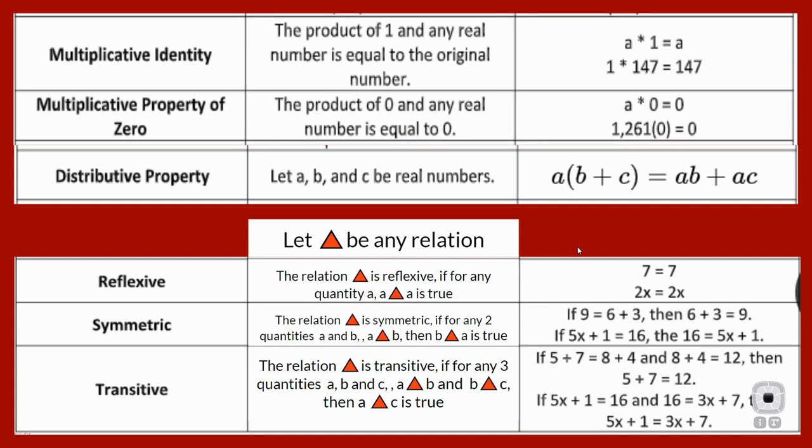Then there's something called the multiplicative property of 0, and I love it. What it says is that any number I multiply times 0 is 0. If I multiply anything times 0, I get 0.